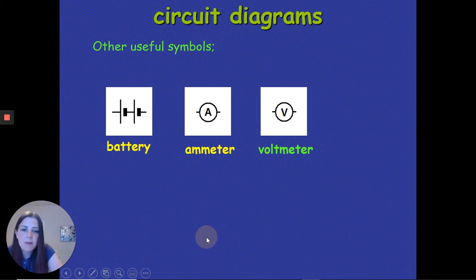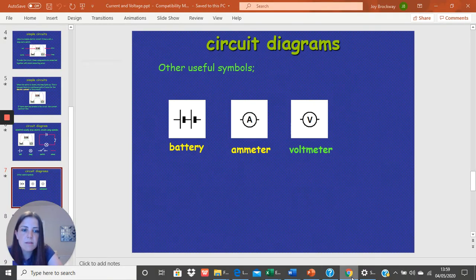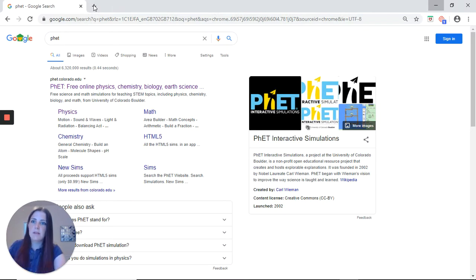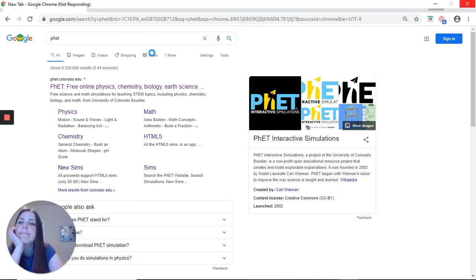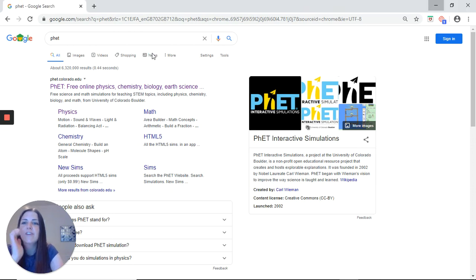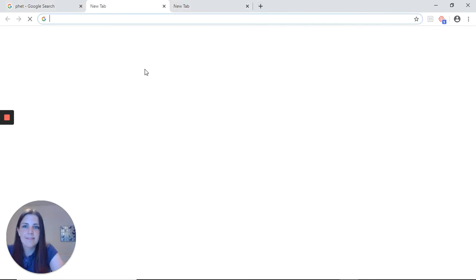But some symbols for batteries aren't always composed of two cells. I'll show you a couple of others. If I go on to Google for a wee second, you can do this too if you like. I'm just going to search battery circuit symbols, if it lets me. I've got too many tabs. Okay, battery.